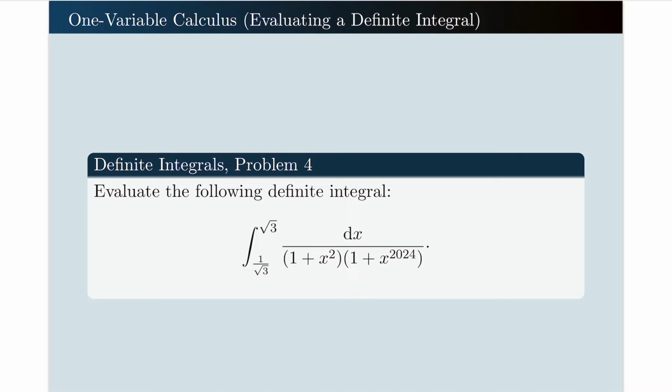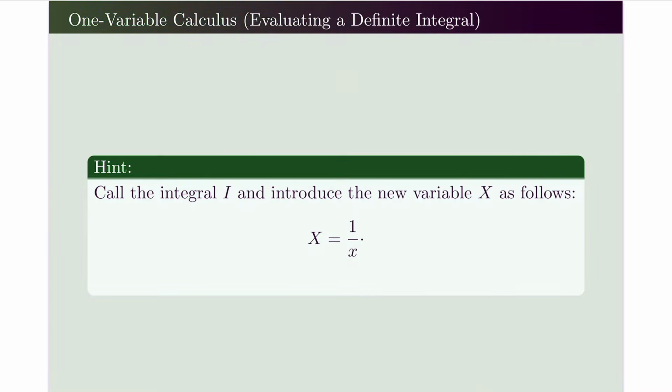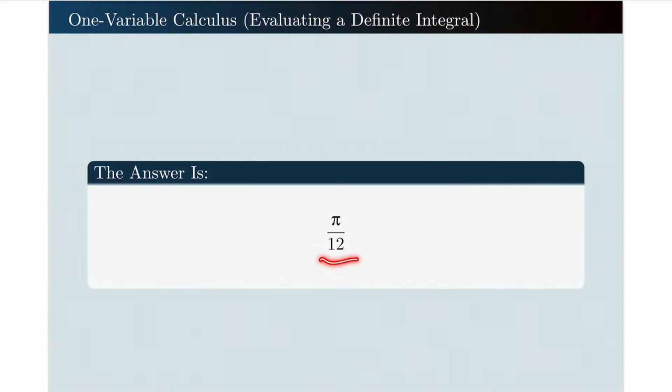The hint is as follows. Call the integral I and introduce the new variable capital X as follows. It would be a good idea if you pause the video again and try to solve the problem yourself using the hint. If you do your calculations correctly, the answer to this definite integral is pi over 12.